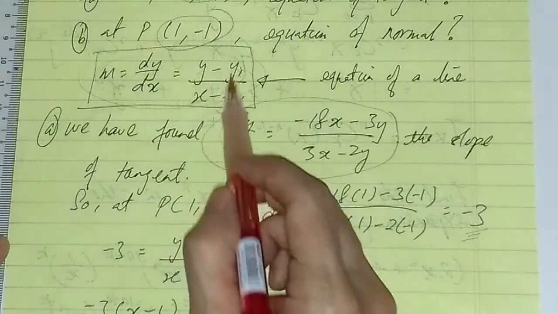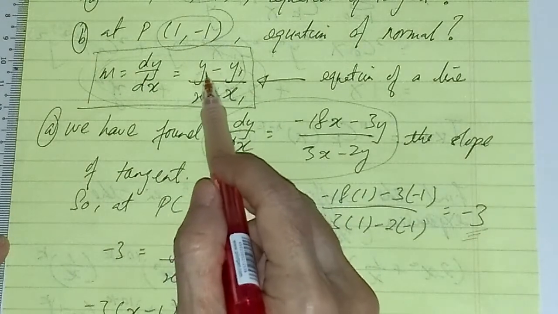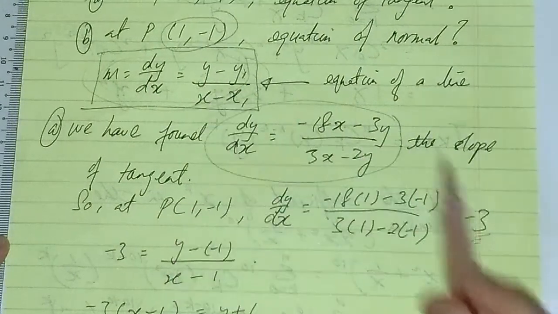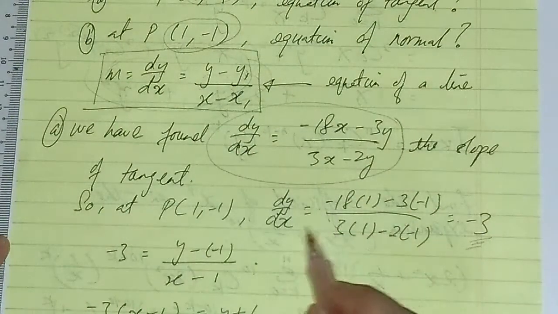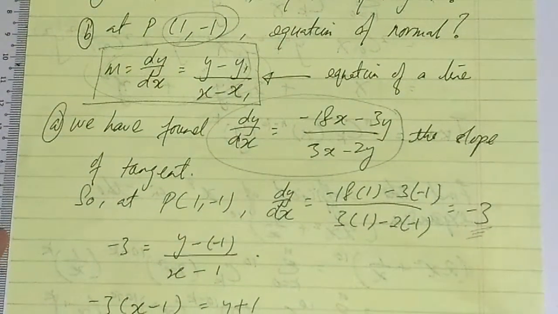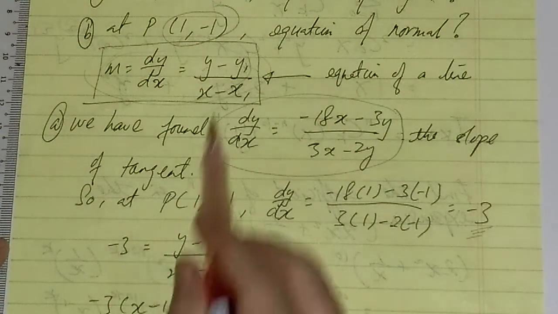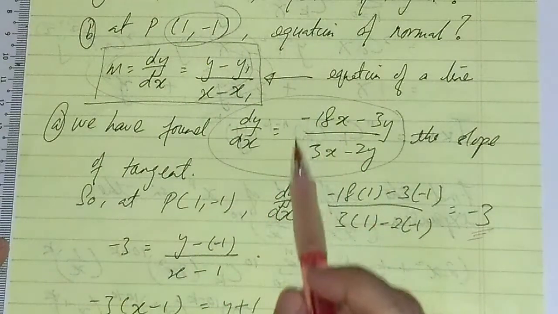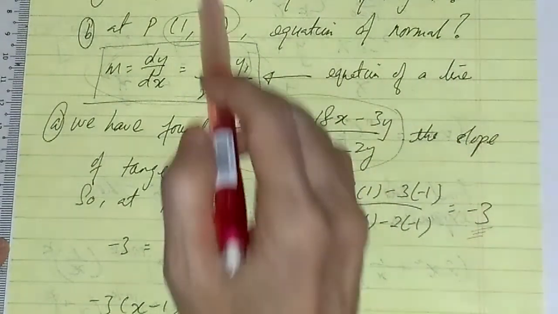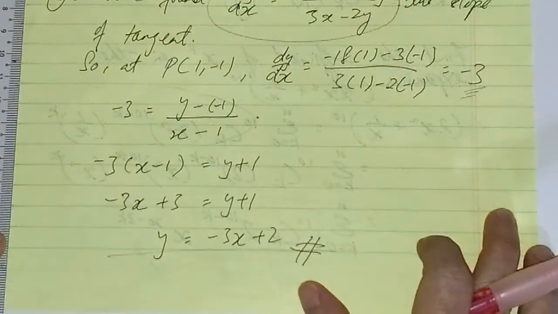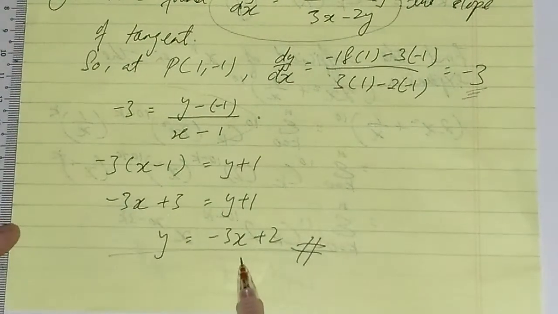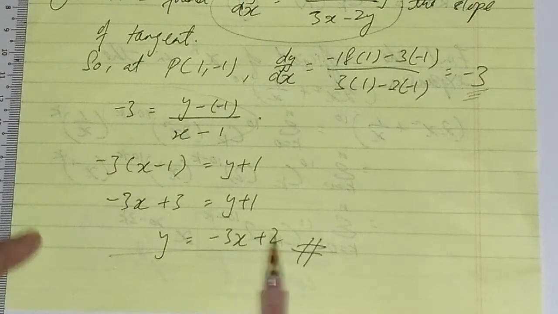So substitute, again make use of this, and we want to find the equation with y in terms of x. We already know m is minus 3. So minus 3, and then y minus the point's y, which is minus 1, x is 1. Then just tidy this up and put it into an equation. So this is how we get the equation of the tangent.